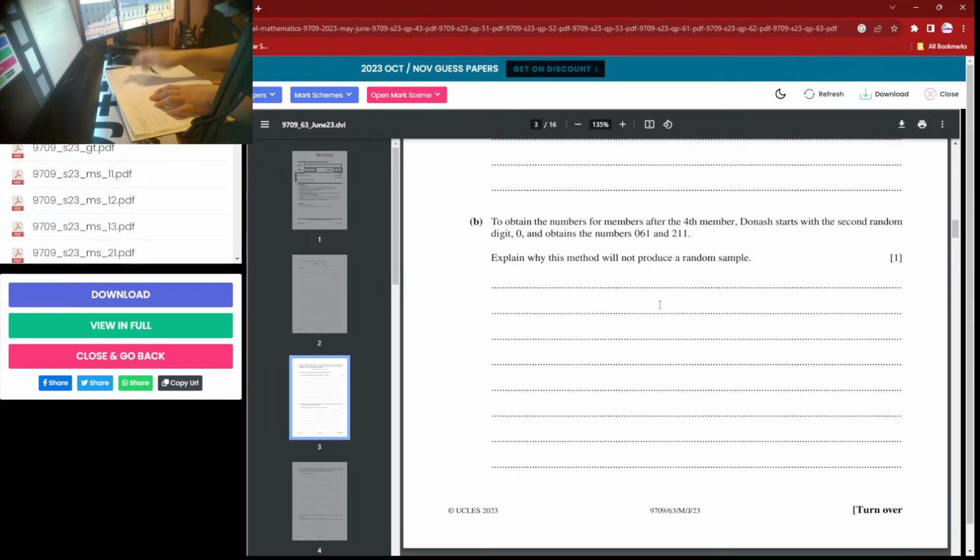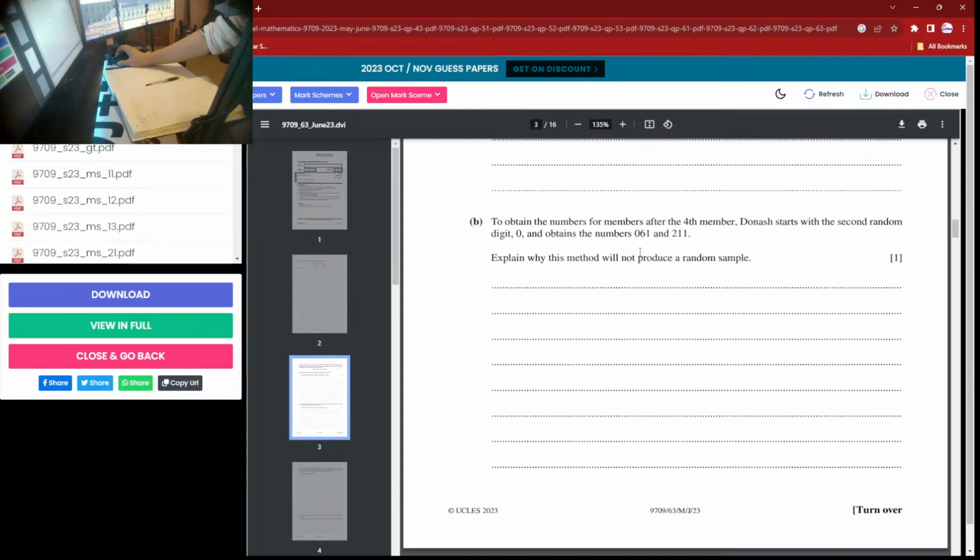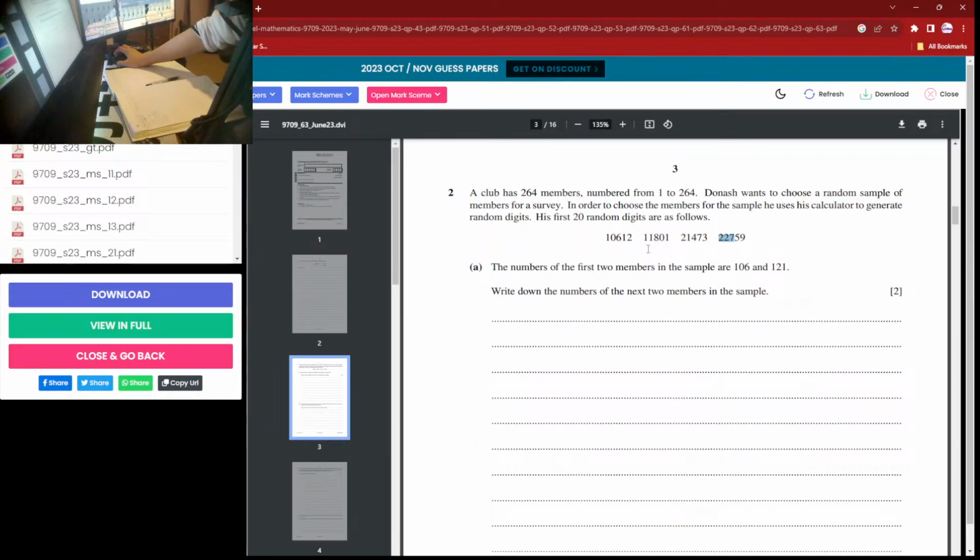For B, to obtain the numbers for members after the 4th member, Donash starts with the second random digit 0 and obtains the numbers 061 and 211. Explain why this method will not produce a random sample.